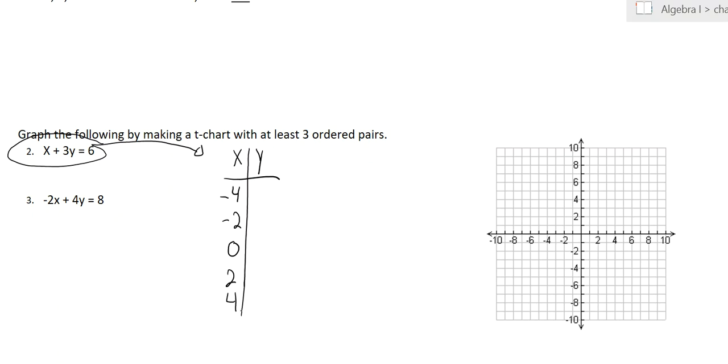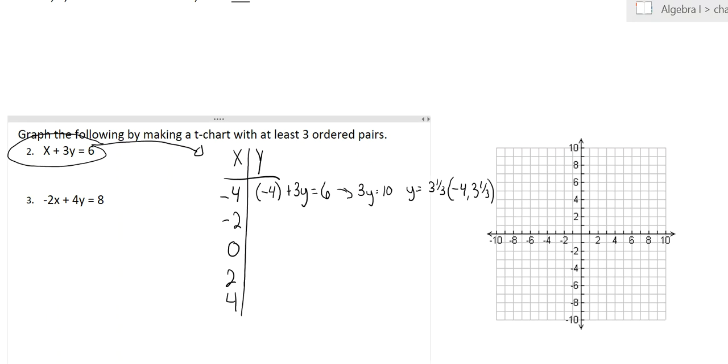And then what we're going to do is do what we did yesterday. I know that the value for X is -4 to start out with. So I'll replace X with -4. And then what I'm going to try to do is solve for Y. That's going to be then 3y equals 10. And then y equals 3 1/3. And what we now have is a coordinate point. We have the coordinate point -4 and 3 1/3.